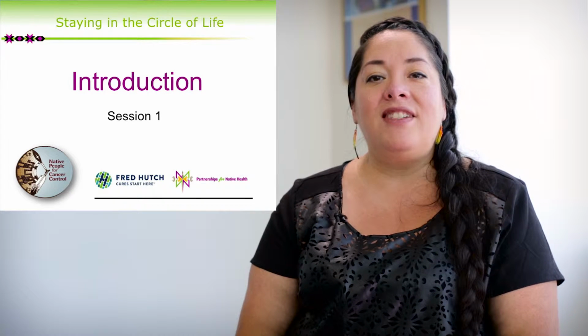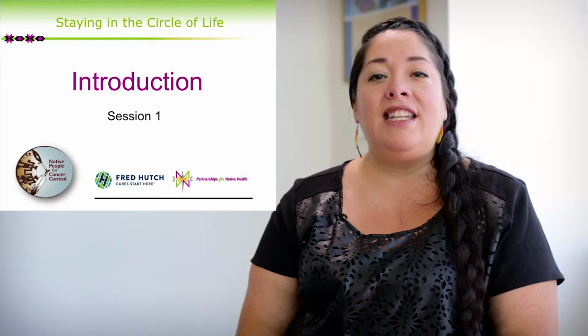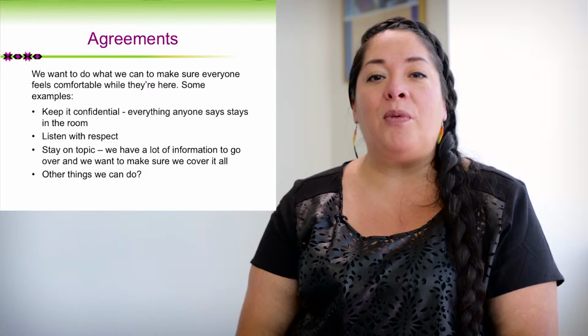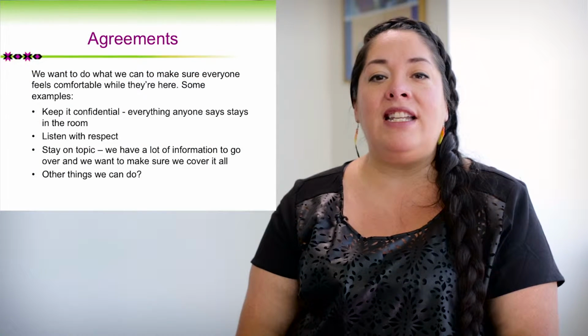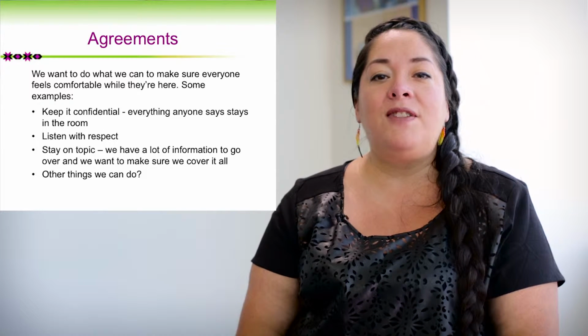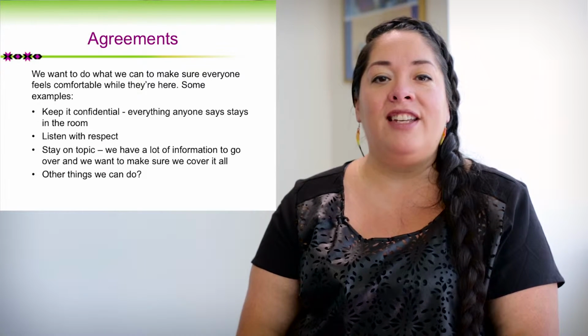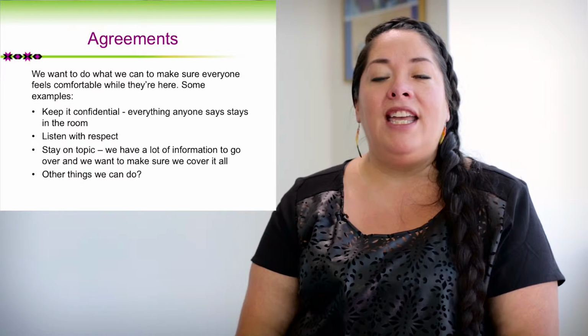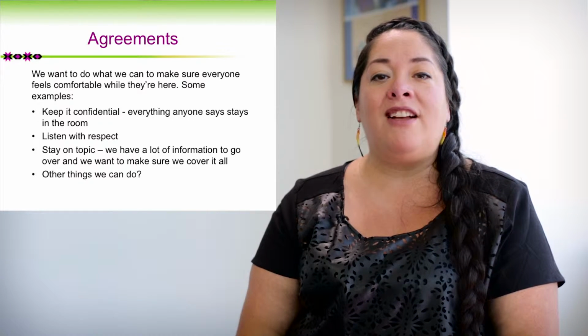Let's get started. Module 1 is the introduction to our Staying in the Circle of Life curriculum. As the facilitator, this is your first and best opportunity to establish some ground rules and agreements within the group. And it's important to do this at the beginning of the meeting. When discussing the agreements with the group, ask participants if they have other ideas that may help establish a safe space for sharing and learning together. Consider having someone write these other ideas on a flip chart and revisit these agreements at least one more time, either in Module 1 or in the beginning of Module 2.